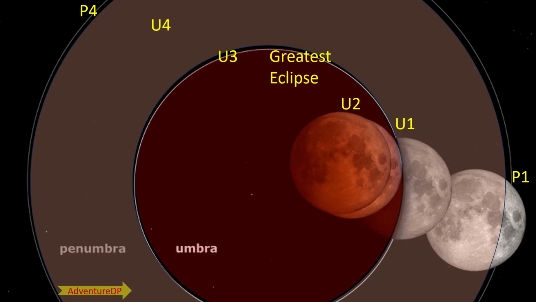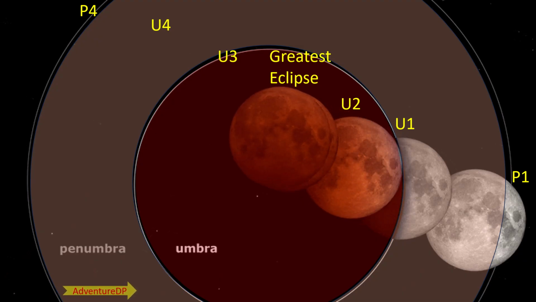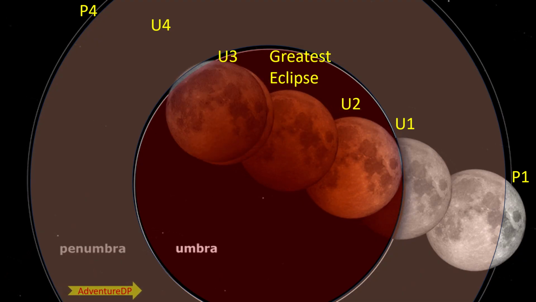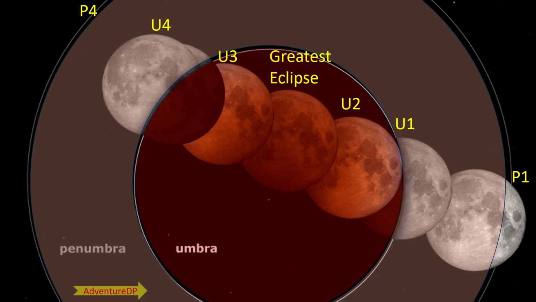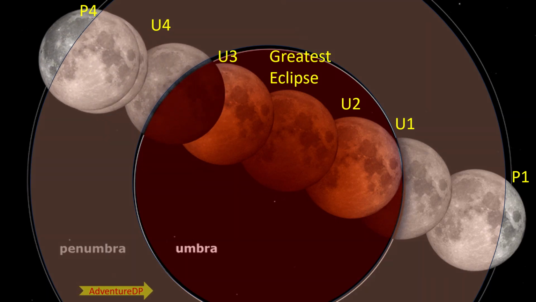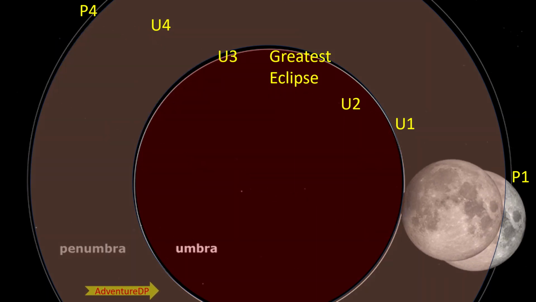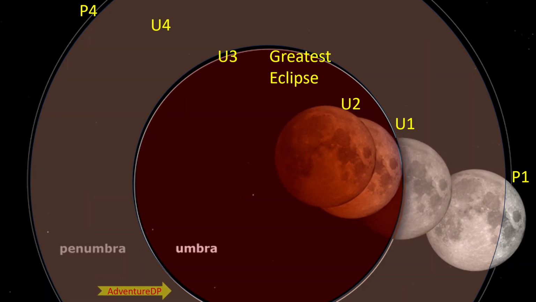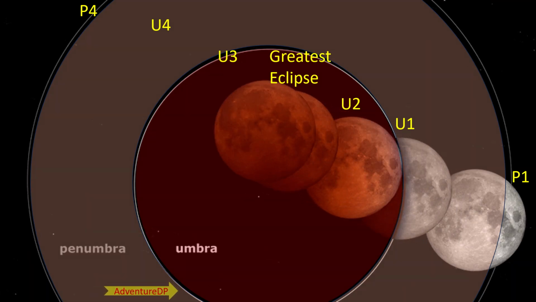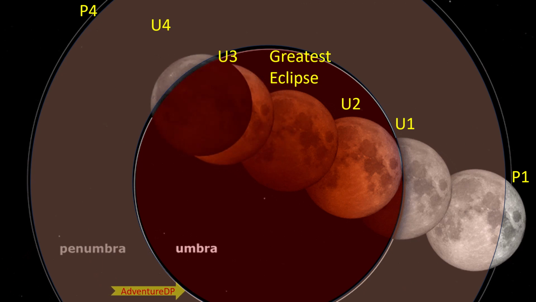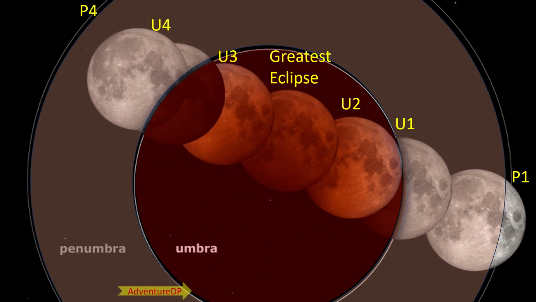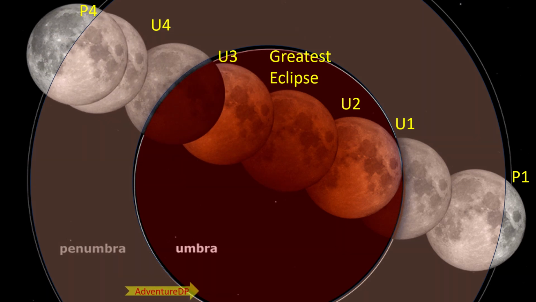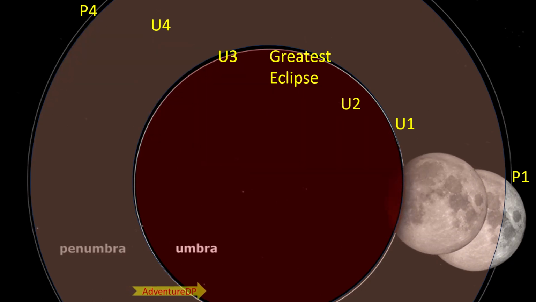Third contact, total eclipse begins, U2. The moon's surface is now entirely within Earth's umbra. The moon doesn't disappear, but often takes on a reddish or coppery color due to light filtering through Earth's atmosphere. The entire moon is now engulfed by Earth's umbra, and the total phase of the eclipse has begun.